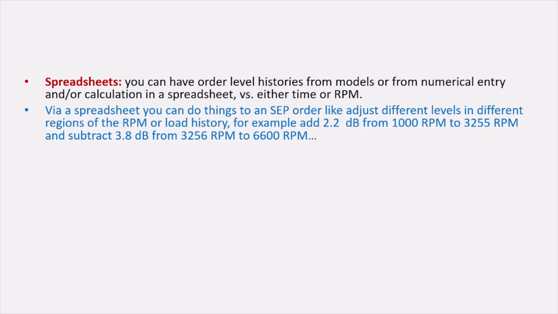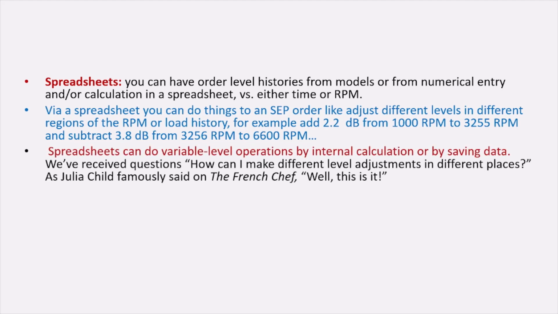You could, for example, add 2.2 dB from 1000 RPM to 3255, and you could subtract 3.8 from 3256 to 6600. This can be any degree of complexity that you can get in a spreadsheet or calculate or run from a model, or very simple. We've received questions like, how can I make different level adjustments in different places? And the answer is by dropping a tabulation from a spreadsheet onto the diagram. And how do I do it? As Julia Child said on The French Chef, well, this is it. So there you have the answer, and we'll do it right now live.